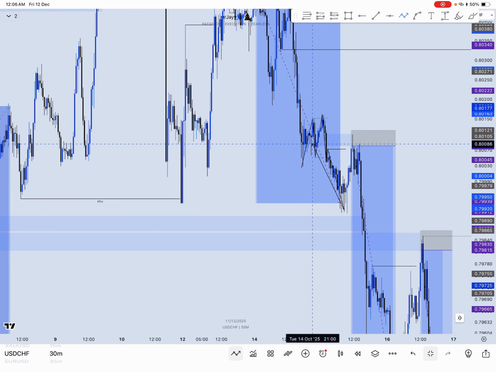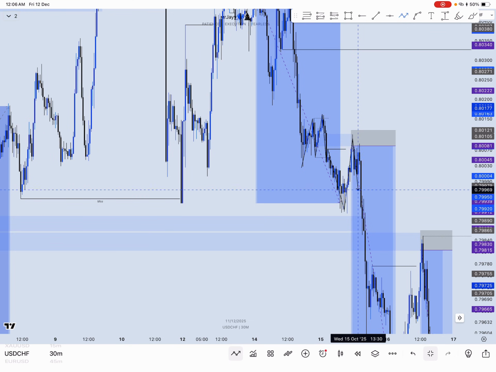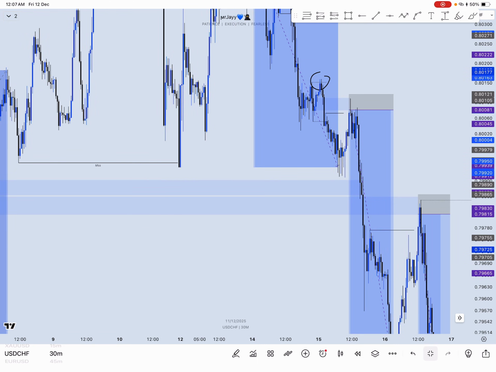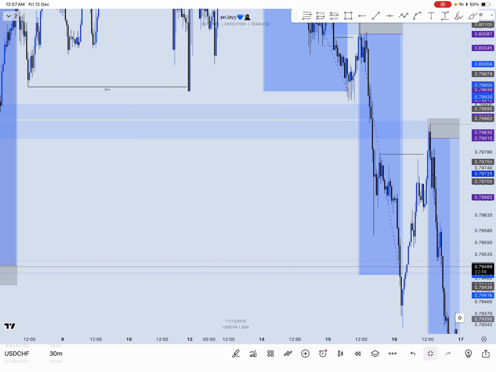Then you can see this breaker block entry here, the market tapped on it. So you can see that same stuff again, a liquidity sweep. The high is protected, so that's why I entered for this sell here. So normally here I would have taken my profit around here.